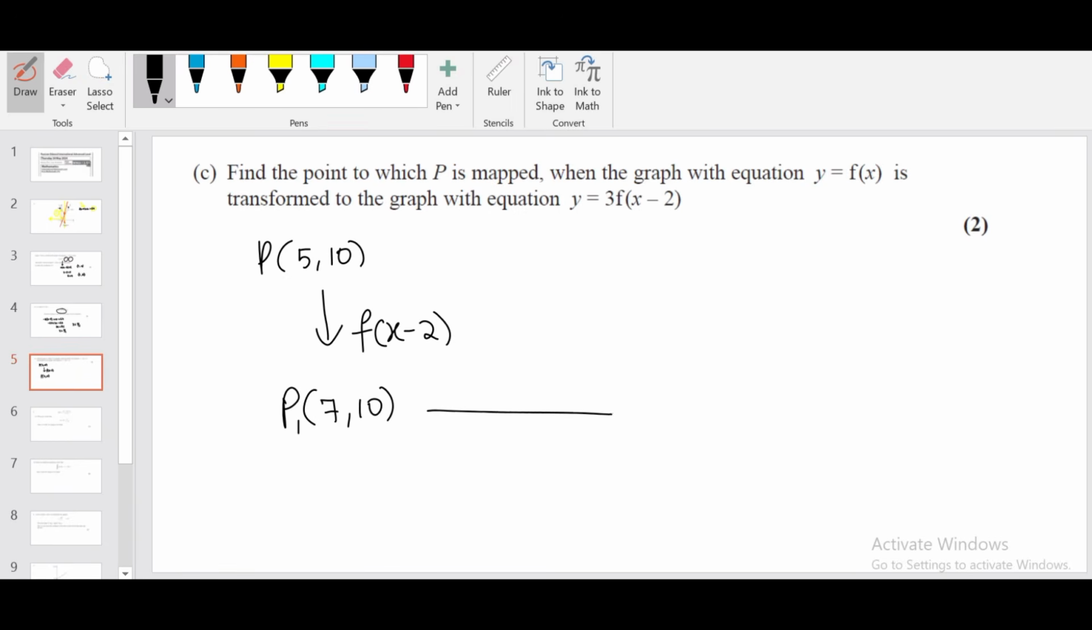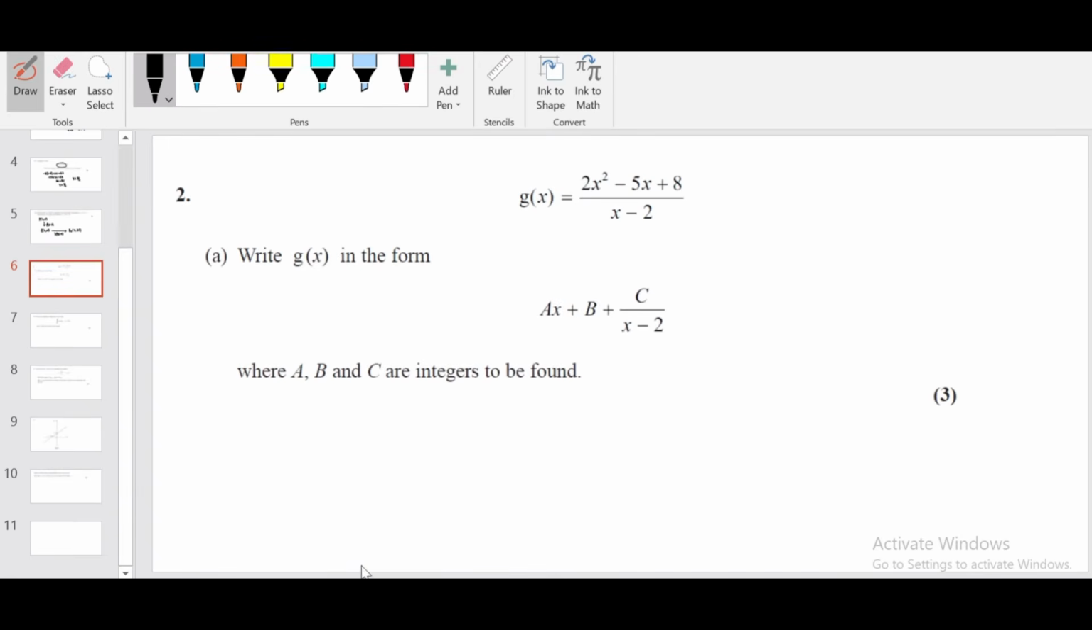And then when you apply this transformation, 3 times f of x minus 2, it's a stretching along the y-axis. So you need to multiply the y coordinate by 3. So the point is going to be 7 comma 30. That's the answer. Question number 2.